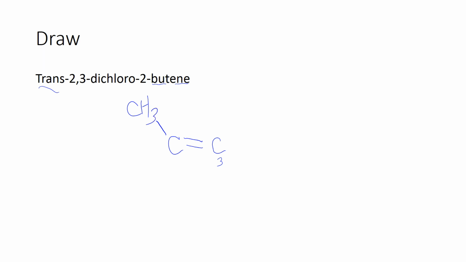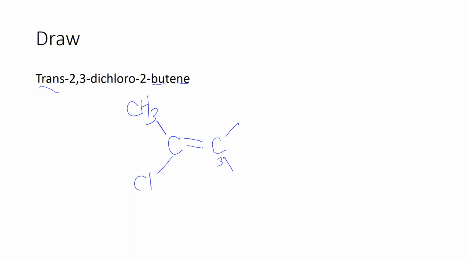There's nothing coming off of that one, but I do have a chlorine coming off of my second carbon, which is right here, and a chlorine coming off of my third carbon. Now I have to figure out, am I going to put the carbon going down or going up? Remember, because this is trans, I have to put it going down so it's across that double bond, and it's in the trans isomer.